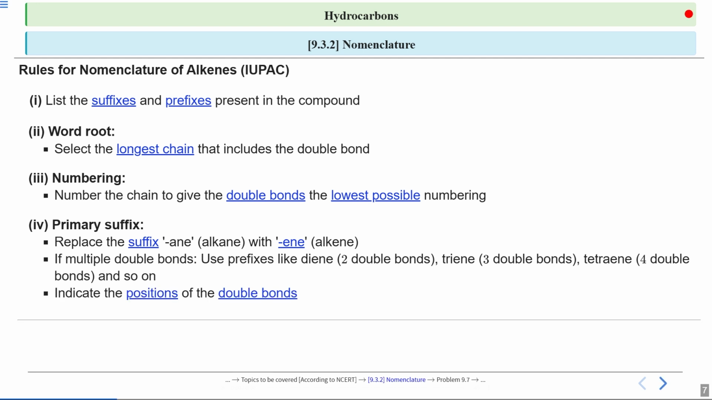Next, we have to indicate the position of the double bond in this primary suffix also. Okay, so 2 things are there, I would say. First of all, you have to see whether a double bond is present or not. If it is present, use the suffix ene. Okay, and that suffix will also contain the position of the double bond. How it is written, we will see it with the help of a proper example.